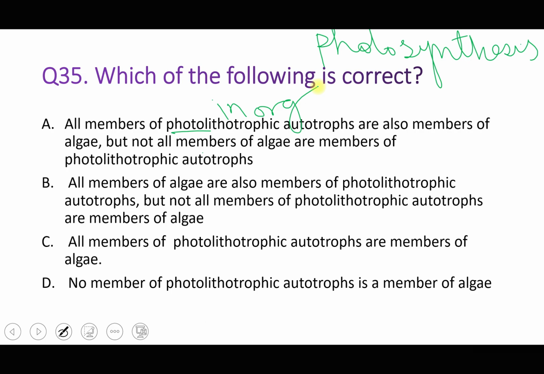When we examine all these statements carefully, statement B is correct, because all members of algae are also photolithotrophic autotrophs. But in addition to the algae, there are also the plants which are included in the photolithotrophic autotrophs. So the option B is correct.